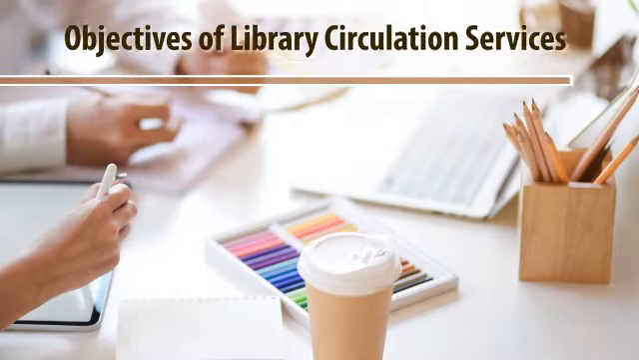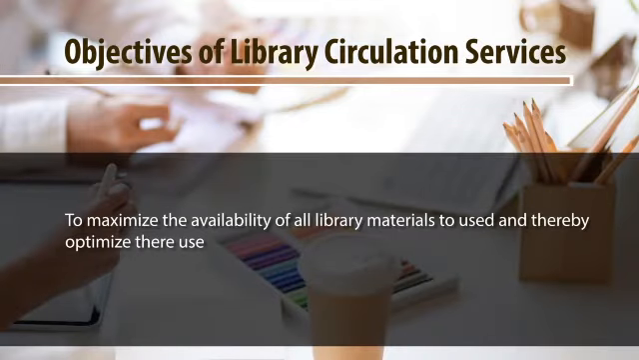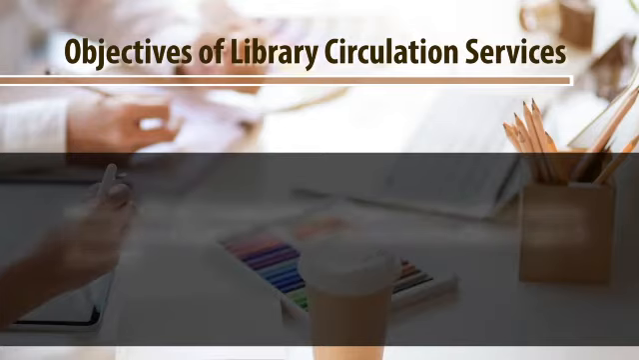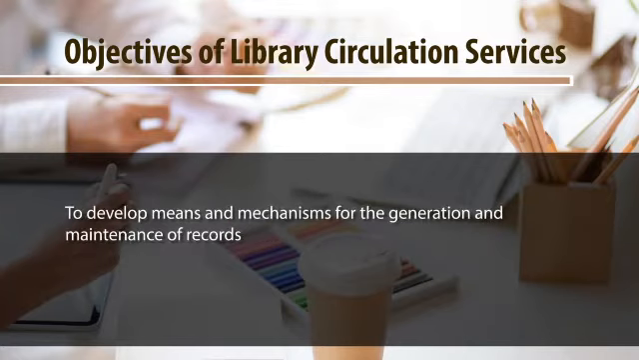What are the basic objectives of the library circulation services? To define a few, library circulation services are there to maximize the availability of library materials to be used, and thereby optimize their use. Library circulation services also adopt effective charging and discharging systems and procedures for lending for all types of users with reference to the different types of documents. And then we need to develop means and mechanisms for generation and maintenance of the records. So these are the basic objectives of the library circulation.